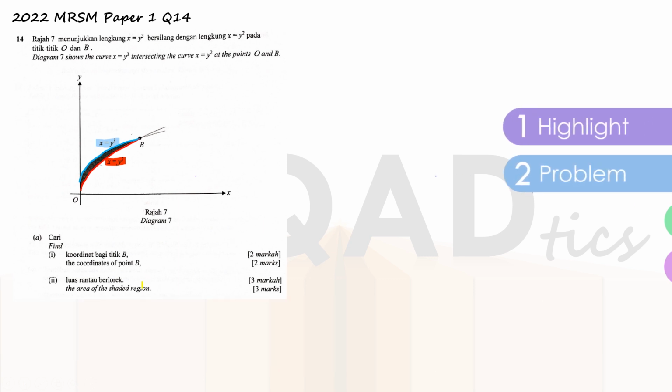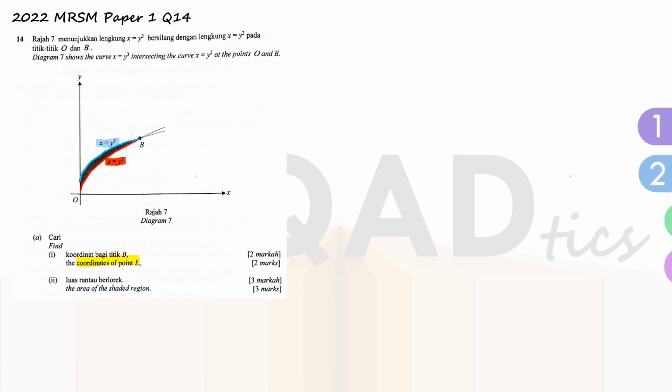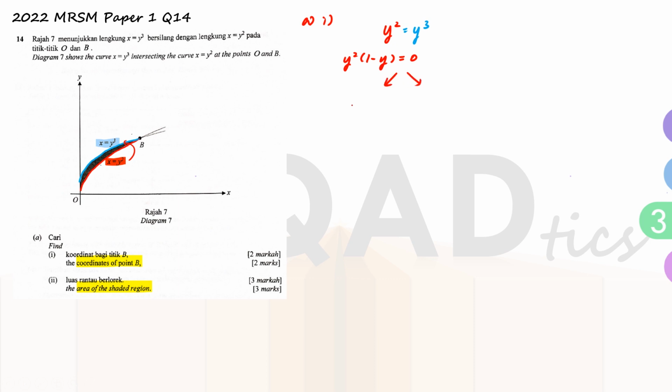So for part A, we need to find two things. One is the coordinates of B and the area of the shaded region. So to find the coordinates of B, we can use substitution. We can select either one of the equations and sub it into the other one. So let's say I sub the red equation into the blue equation. So I factorize y squared out and we can separate this into two equations. And our answers are y equals to 0 and y equals to 1.